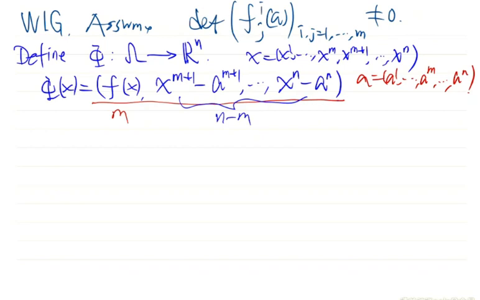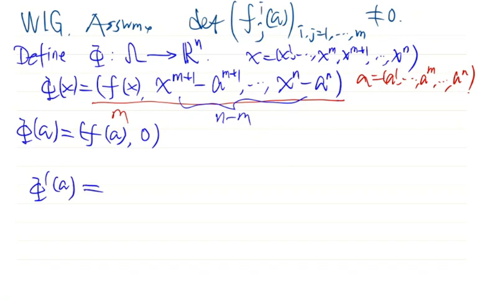Okay. Now, having defined a map between spaces of the same dimension, we compute phi(a). Phi(a) is F(a), and the other components are zero, right? When x equals a, the last n minus m components of phi(x) are 0. So phi(a) is (F(a), 0), and we compute the derivative of phi at a. What's phi'(a)?